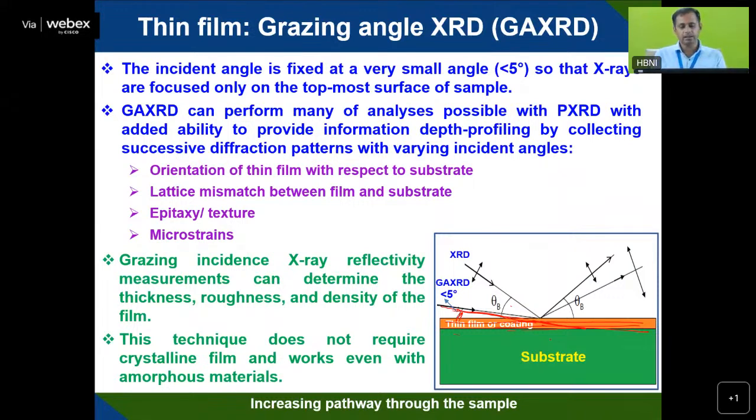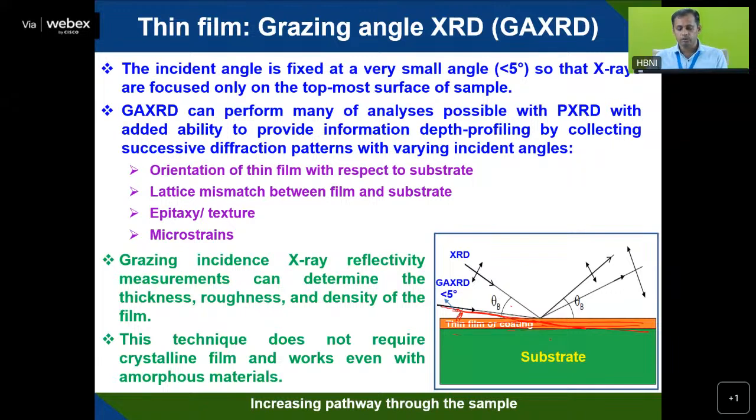And with grazing incidence X-ray, reflectivity measurement can also be done to determine the thickness, roughness, and density of the film. Then this technique doesn't require a crystalline film. With an amorphous film, you can also see a pattern, so there is no need for a crystalline film.